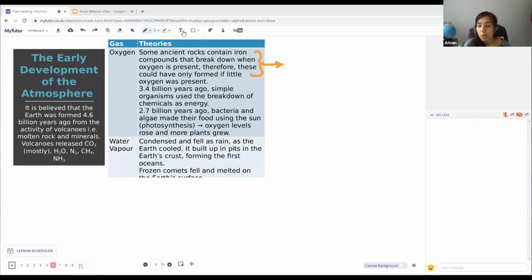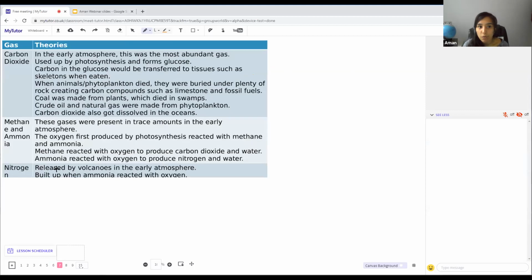Okay, any questions on water vapor? So we've looked at oxygen and water vapor so far, and how they helped us to form the Earth as it is today. Okay, so no questions on that. So let's move on to the next 3 or 4 gases.